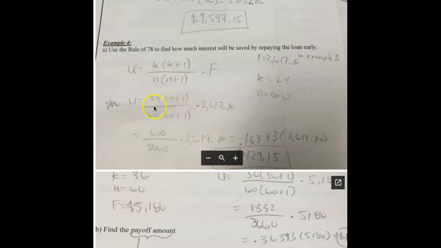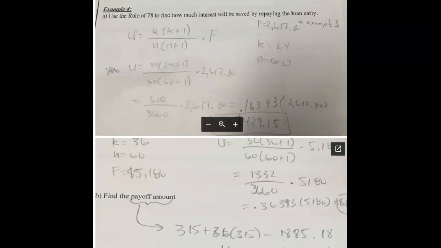$2,617.80. So you see here everything plugged in, 24 times 24 plus 1, 60 times 60 plus 1, and then multiplied by that $2,617.80 finance charge. So on top you end up multiplying 24 times 25, which is 600. On bottom you end up multiplying 60 times 61, which is 3,660. If you divide that and then multiply by 2,617.80, well, dividing that, you see the decimal here. 600 divided by 3660 is 0.16393.